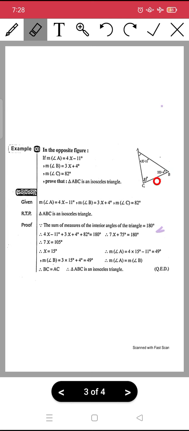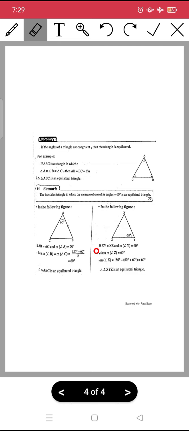Let's substitute this 15, the value of x, in angle A and angle B. So measure angle A equals 4x minus 11, which is 4 times 15 minus 11, and it gives 49. And measure angle B equals 3x plus 4, which is 3 times 15 plus 4 and equals 49. Therefore measure angle A equals measure angle B. By this way, as a result, BC equals AC, and since two sides are equal in length, therefore triangle ABC is an isosceles triangle.